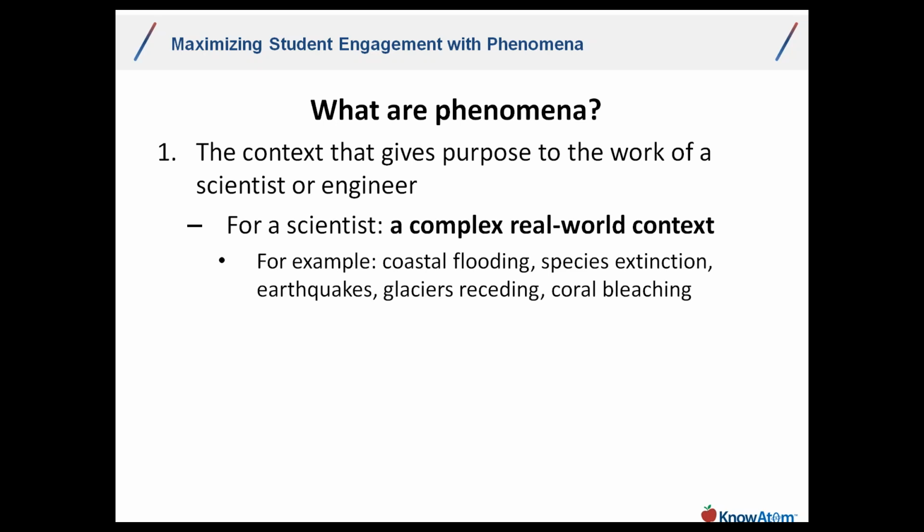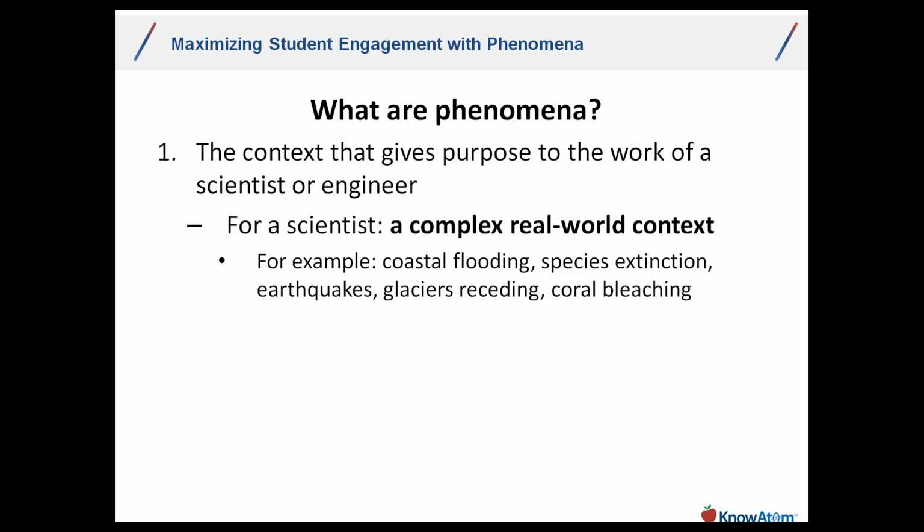You can look out your window any time of day or night, and you will see real-world phenomena happening. Now, scientists are trying to deepen their knowledge around it. Why does that happen, for example?